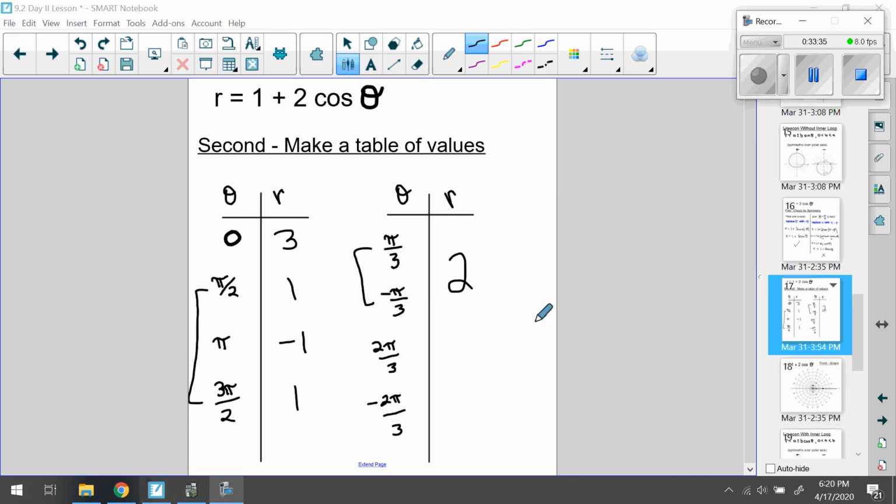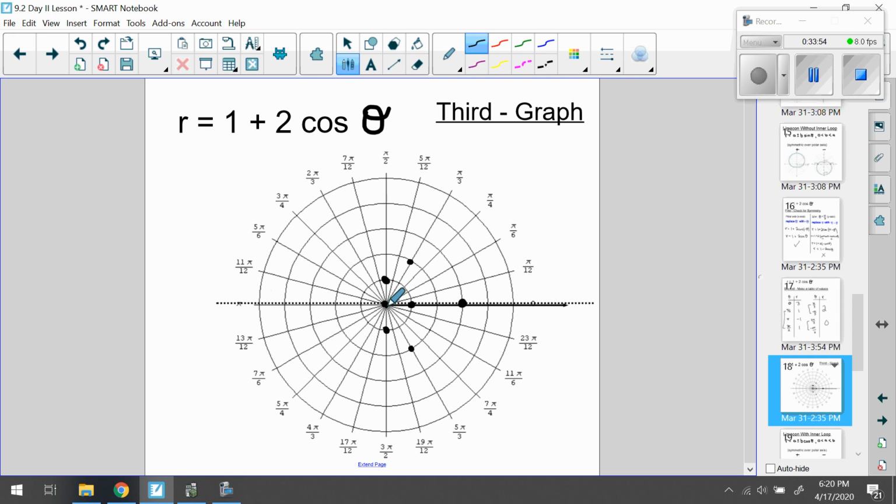Then I'm going to go with 2 pi over 3 and -2 pi over 3. Those will be good choices as well. Those have a cosine value of -1/2, and so that gives me -1 up here, 1 plus -1. Both of these go together and are going to be 0. And so that's just going to put a point right here at the pole.